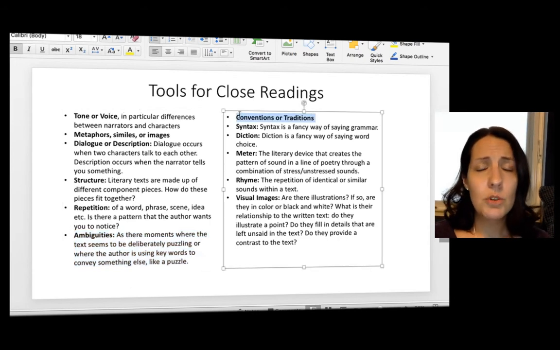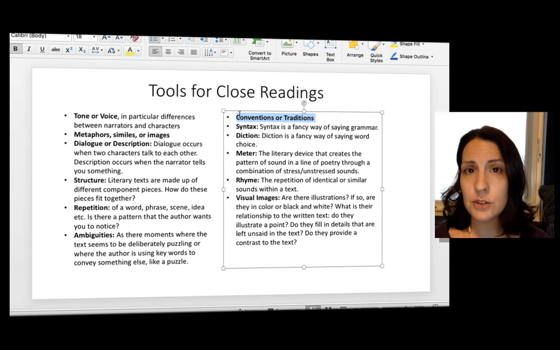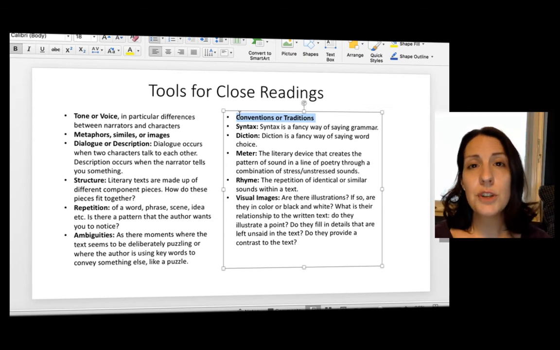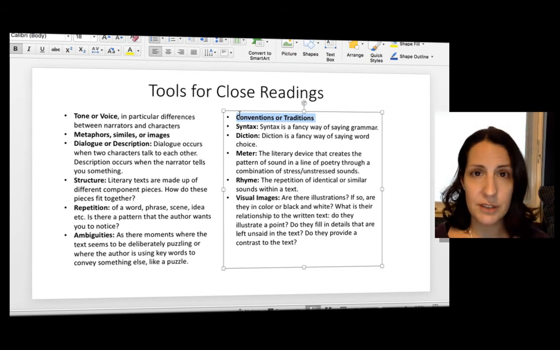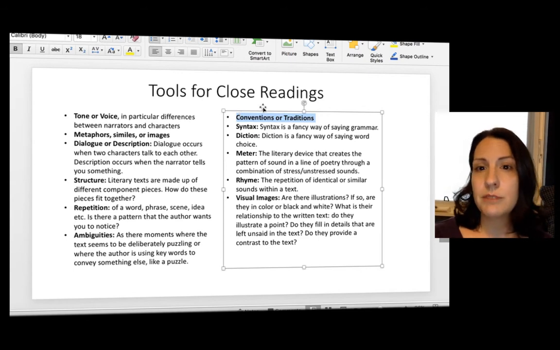You can also look at things like conventions or traditions. Just as in architecture, literature relies on certain conventions. We have certain ways of saying things, certain ways of building stories. So, for example, when you read the phrase once upon a time, you know that you're in the realm of fairy tales. That's because that opening phrase, once upon a time, is a convention within fairy tales. But that's not the only convention. There's plenty of different conventions that authors draw upon when they're writing, and you can examine the way in which a given text draws upon and then potentially riffs off of a convention.